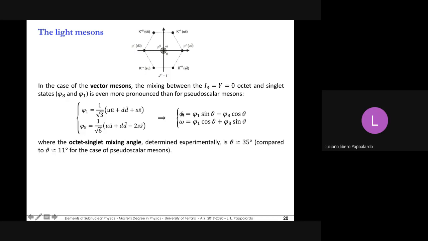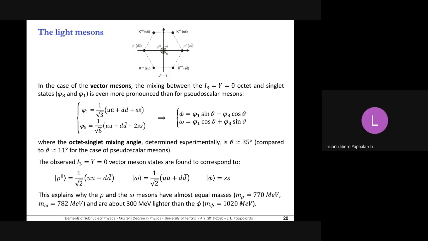Instead, these two vector meson combinations are observed in nature, the phi meson and the omega meson, which are again combinations of the phi 1 and phi 8. You can see this essentially as a mixing angle, a rotation in this space. And the mixing angle is quite large in the case of the vector meson. It's over 35 degrees, a large angle, whereas it is quite smaller, only 11 degrees, for the case of the pseudoscalar meson that we have seen before. So the mixing is even stronger for the case of vector mesons.